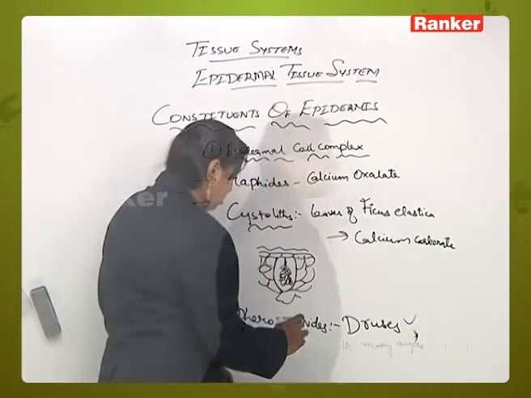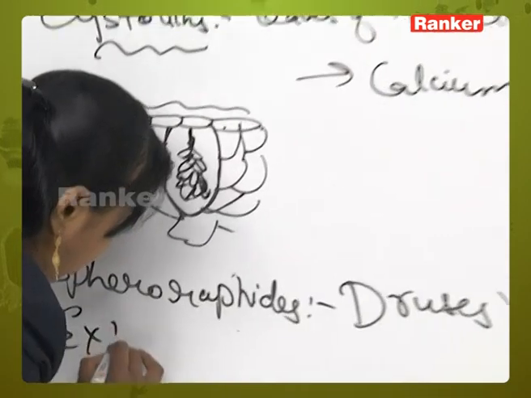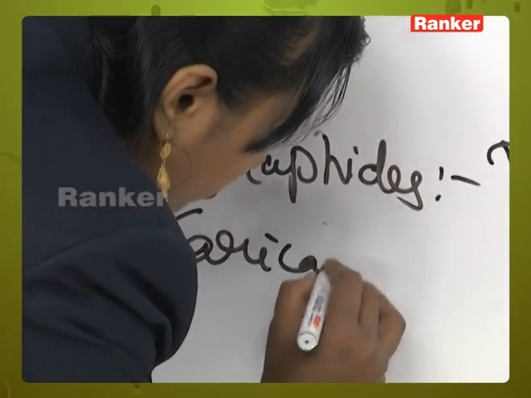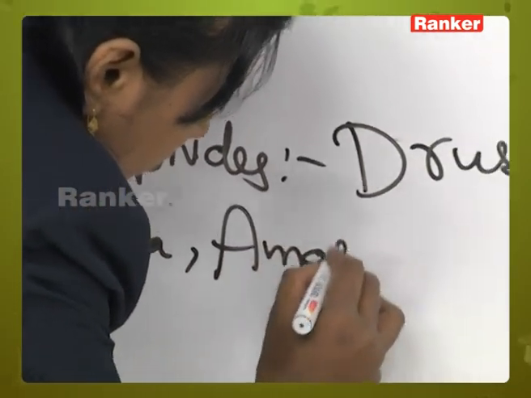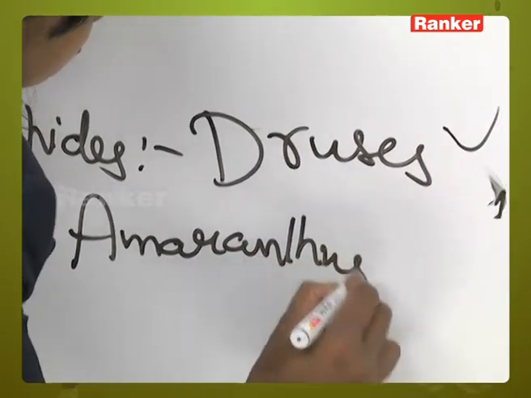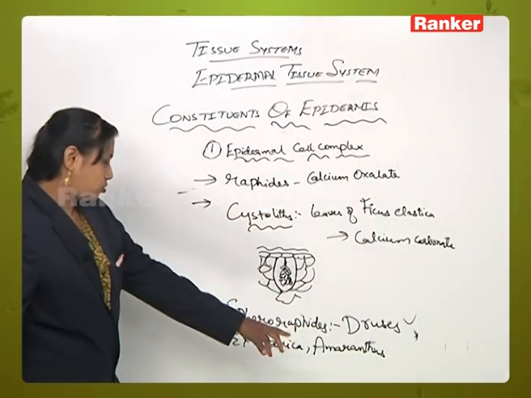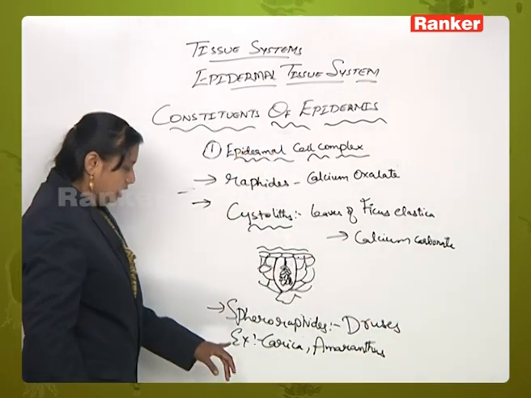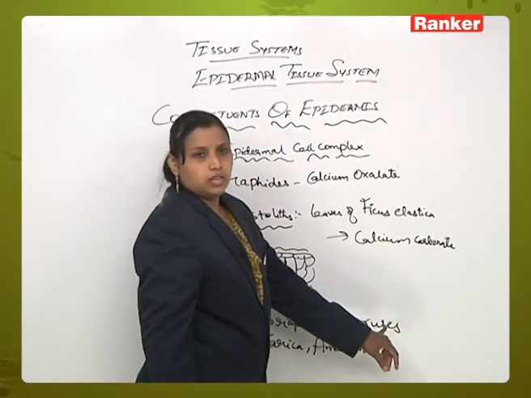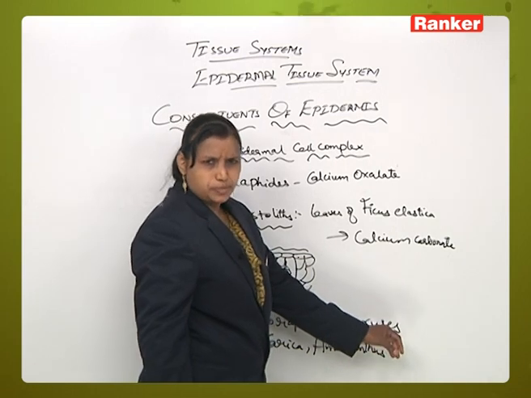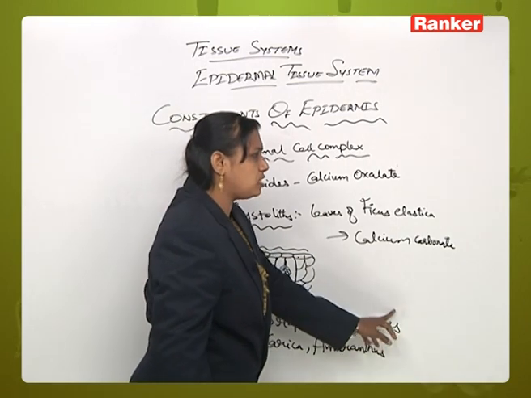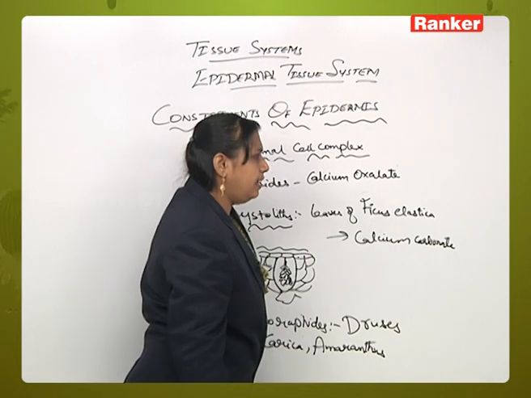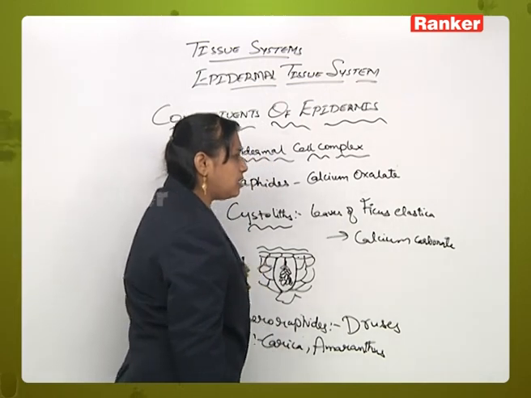Examples for spheroraphides are... you may get a question on what are druses. Examples for druses: you may get a question on Amaranthus. Special type of epidermal cells present in Amaranthus. What are druses? This type of question you may get.